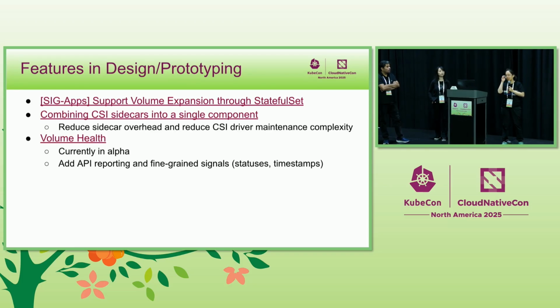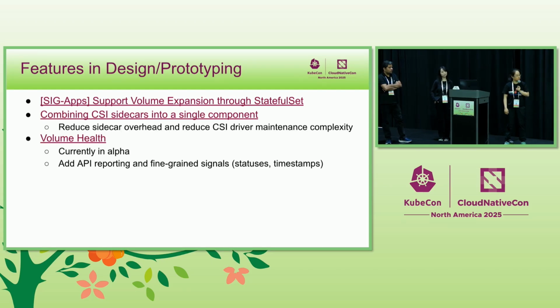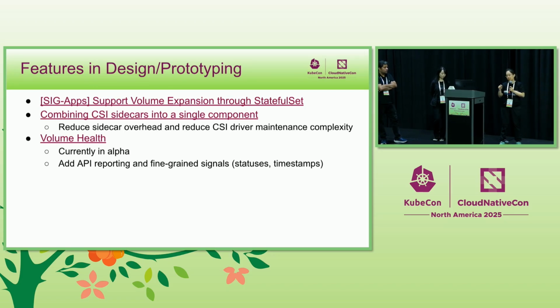Beyond 135, there's a number of features that are currently in discussion and prototypes. First is the ability to expand the volume through the stateful set volume claim templates. Today, you have to go directly to the PVCs to expand volumes. But we're going to integrate and work with SIG apps to actually make that happen through the stateful set template API instead.